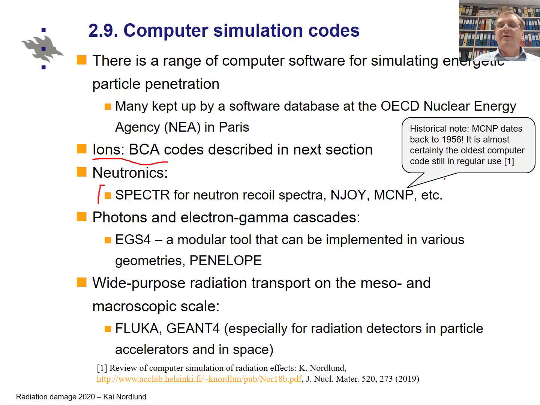And this is actually a very funny thing. MCNP is a code which is still used, which dates back to 1956. Because the Fortran language, the first programming language, was only made in 1957. So this was probably made with some pre-version of Fortran. So this is almost certainly the oldest computer code which exists, which is still in regular use.